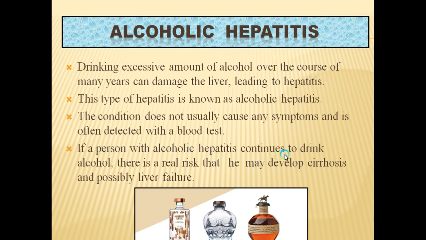If anybody has alcoholic hepatitis and he continues to drink alcohol, then there is a great possibility that he may develop cirrhosis of the liver or maybe liver failure. So alcohol badly damages the liver. This starts with alcoholic hepatitis, and once the person is detected with it, if he still continues to take alcohol, it can convert to cirrhosis or liver failure.